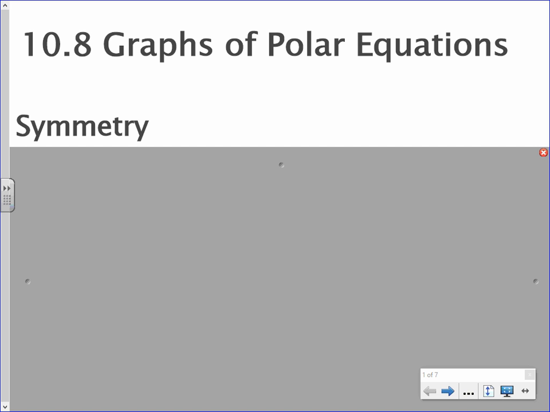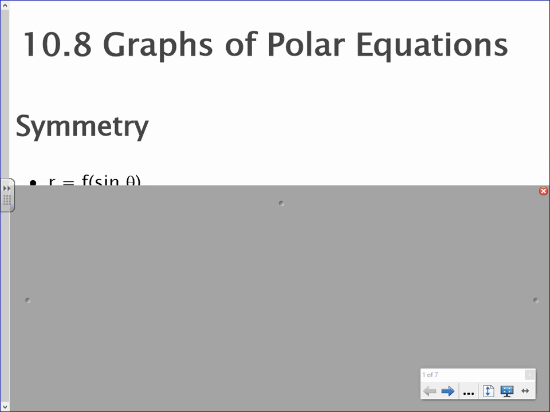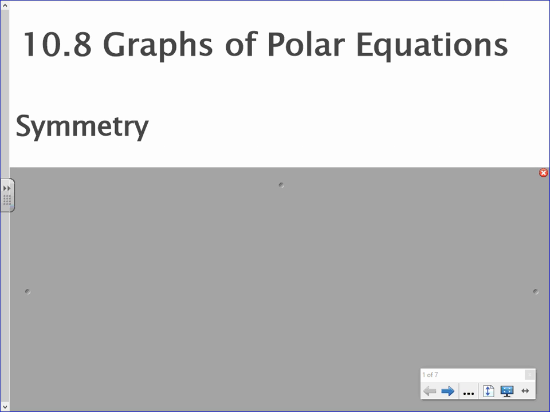So I need to know, how do we know what kind of symmetry we have if there's a cosine? If there's a cosine in the equation, how do we know what type of symmetry we have? Marissa, would you write that down? Oh shoot, I did sine first. Okay. If we have a sine in the equation, what kind of symmetry are we going to have?